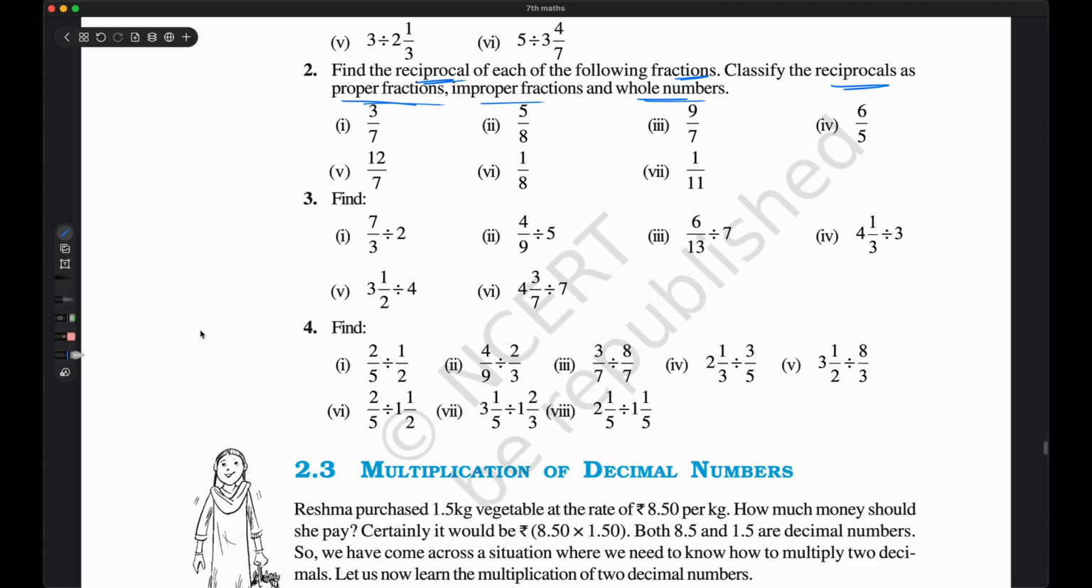Hello everyone, my name is Shyam Chauhan and in this lecture we are going to cover question number 3 and question number 4. In question number 3 we have to find the division of fraction by whole number, and in question number 4 we have to find the division of fraction by fraction. Starting from question number 3.